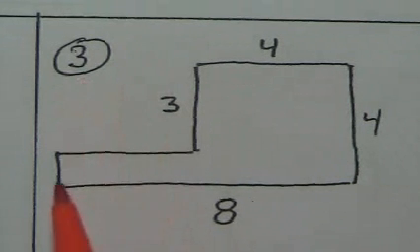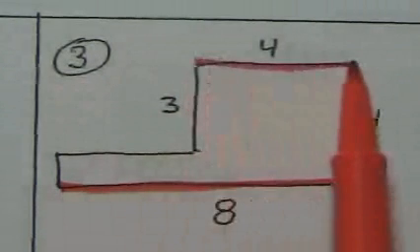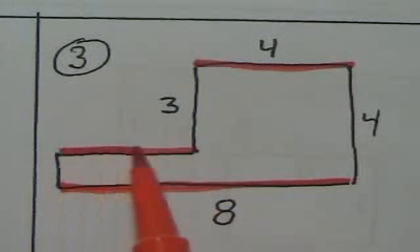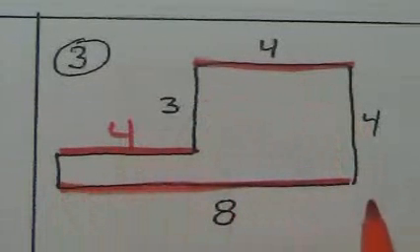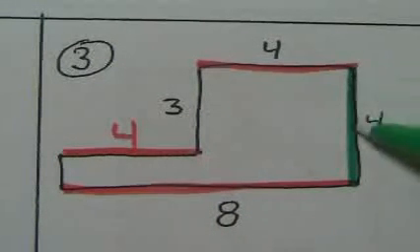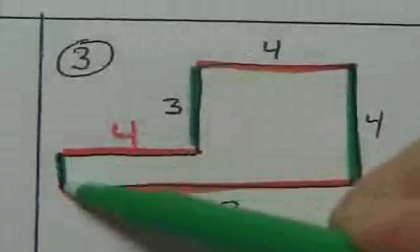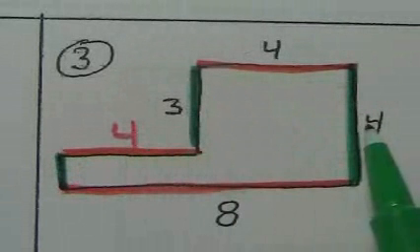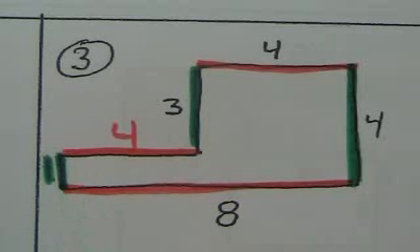Okay, for number 3, if this long one is 8 and this is 4, then this must be 4, and 4 and 4 make 8. Okay, going down, vertical, if this is 4 and this is 3, how much more do I need to make 4? 3 and 1. So this side is 1.